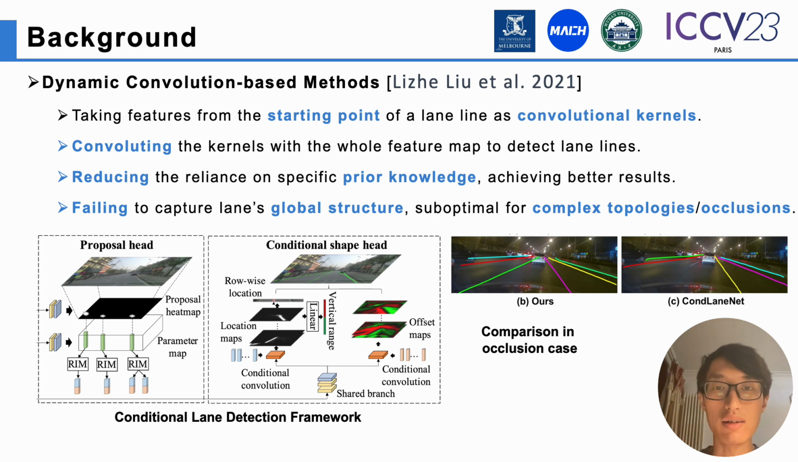However, the kernels computed from the key locations fail to capture the lane line's global information due to its long and thin structure, leading to inaccurate detection of lane lines with complex topologies. In addition, the kernels resulting from the key locations are sensitive to occlusions and lane intersections.